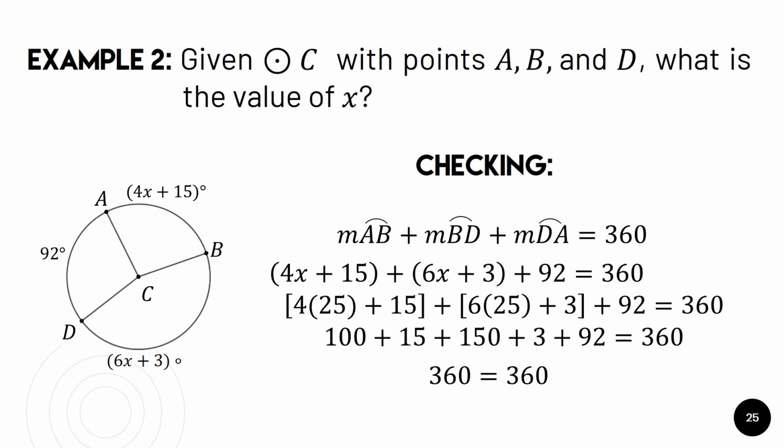To check if our answer is correct, just substitute the obtained value of x, which is 25, on our working equation, giving us the measure of arc AB, which is equal to 115, and the measure of arc BD, which is equal to 153 degrees. Adding 115 as measure of arc AB and 153 as measure of arc BD, and also the measure of arc DA, which is 92, we may obtain the value 360, meaning to say x is equal to 25 is correct.